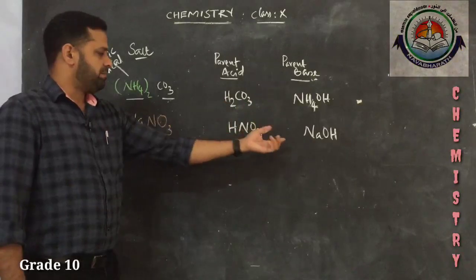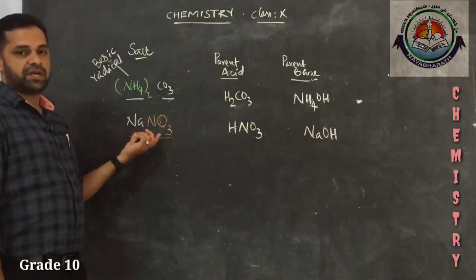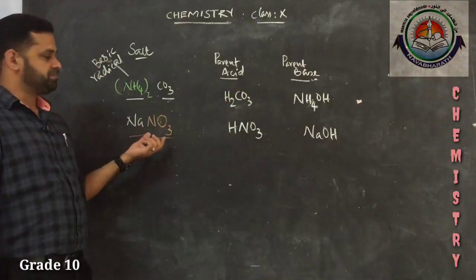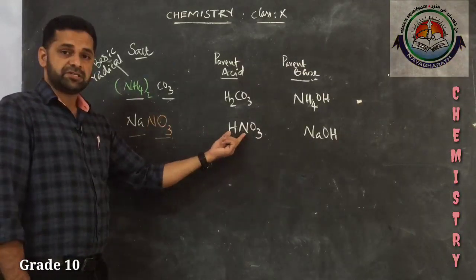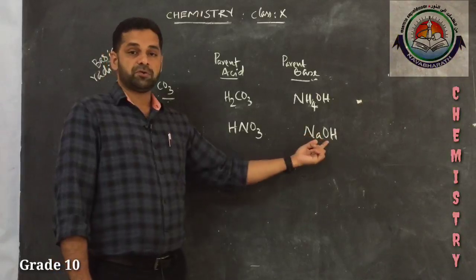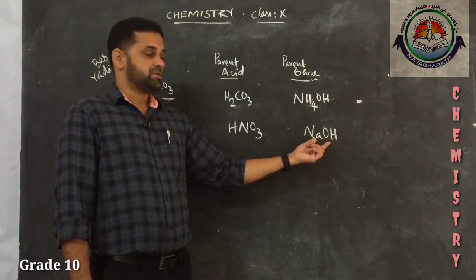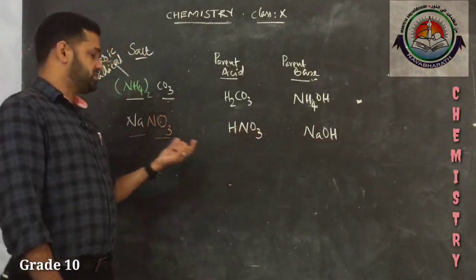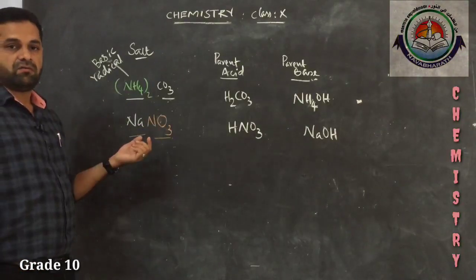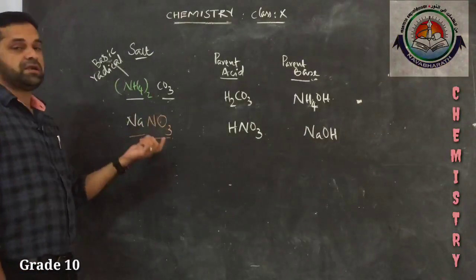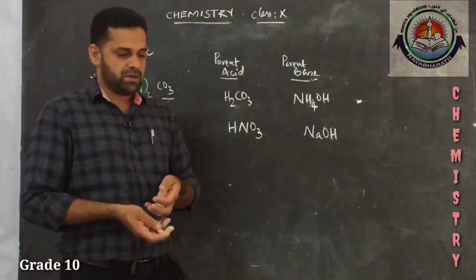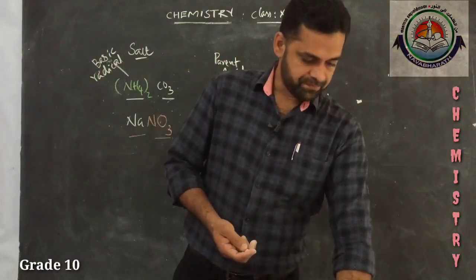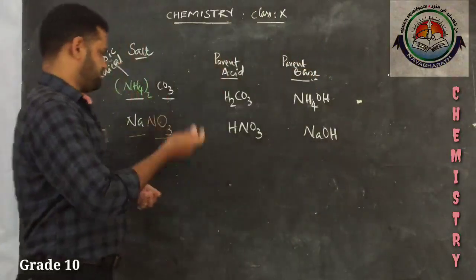When these are combined, we get sodium nitrate plus water. So here nitric acid is a strong acid, sodium hydroxide is a strong base. So strong acid and strong base, they form what? Neutral salt. So sodium nitrate is also a neutral salt. Then take another example, copper sulfate.